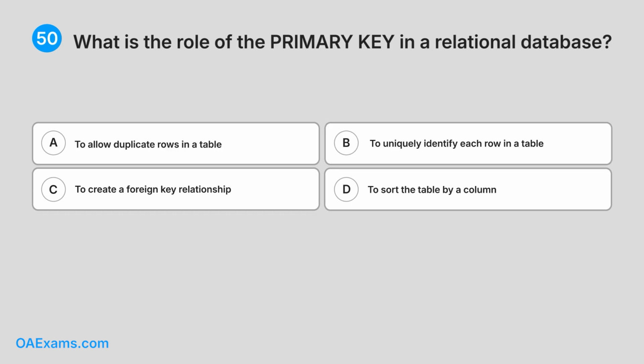50. What is the role of the primary key in a relational database? A. To allow duplicate rows in a table. B. To uniquely identify each row in a table. C. To create a foreign key relationship. D. To sort the table by a column. What do you think is the answer?